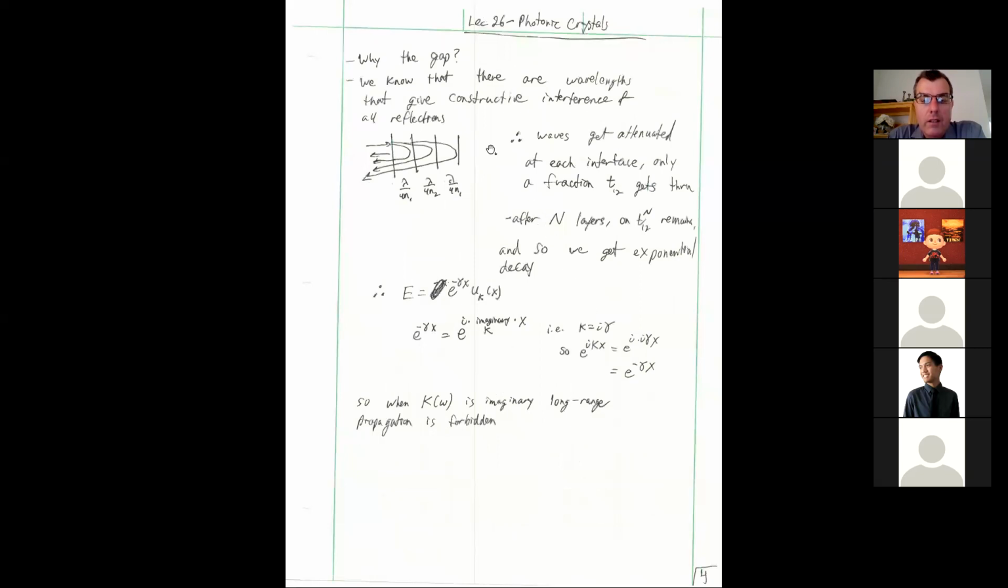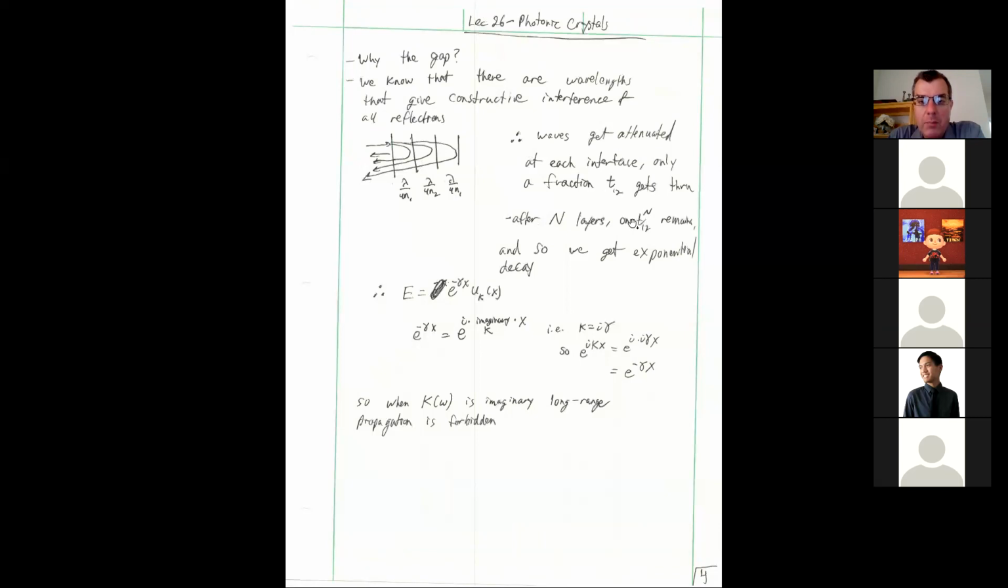All right, now let's talk a little more about the gap. I already said that if we've got the gap, we've got this perfect construct of interference between this wave and this wave and this wave and so forth. Each time it's going through, it's getting attenuated by a transmission coefficient. After n layers, we've got t to the n fraction remaining. And t is less than 1.